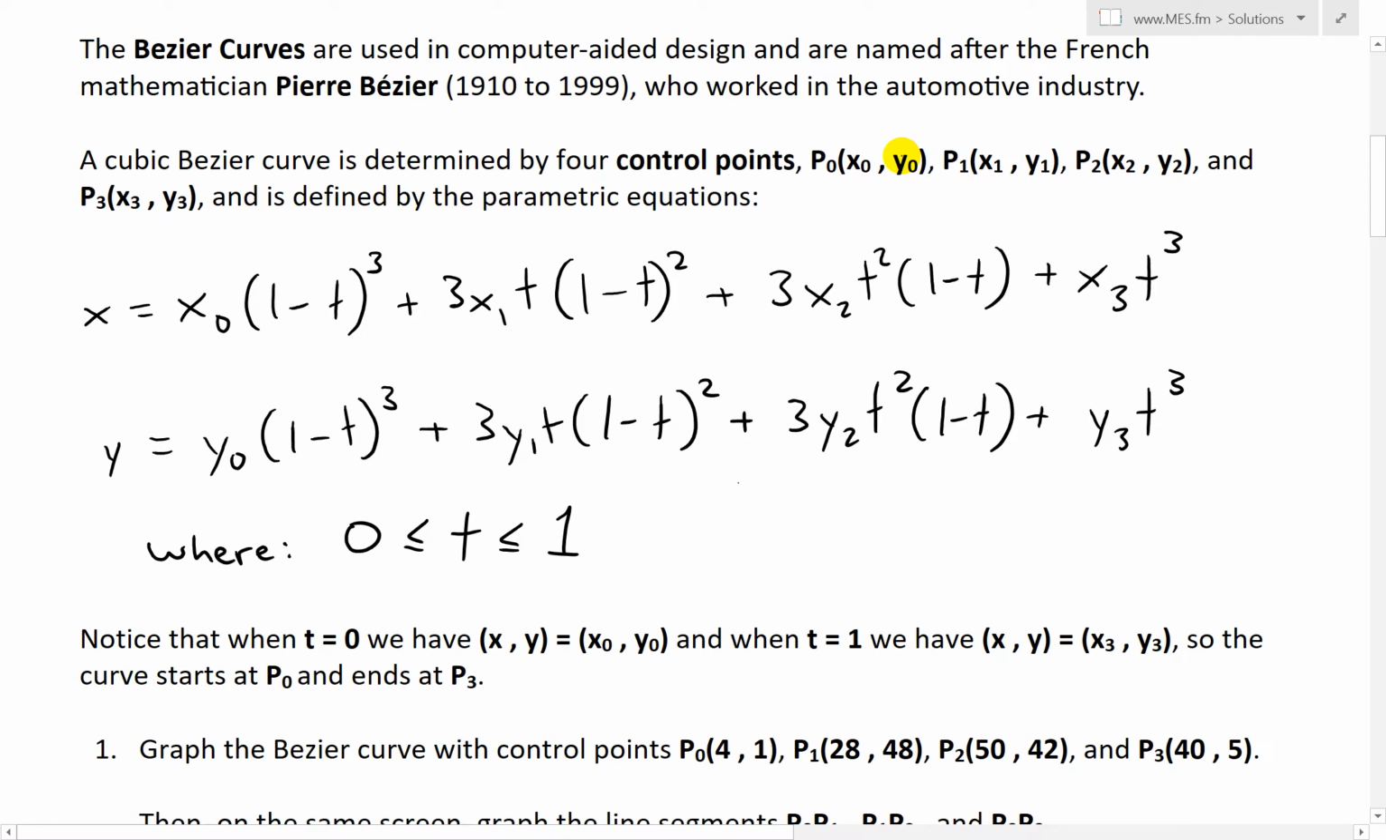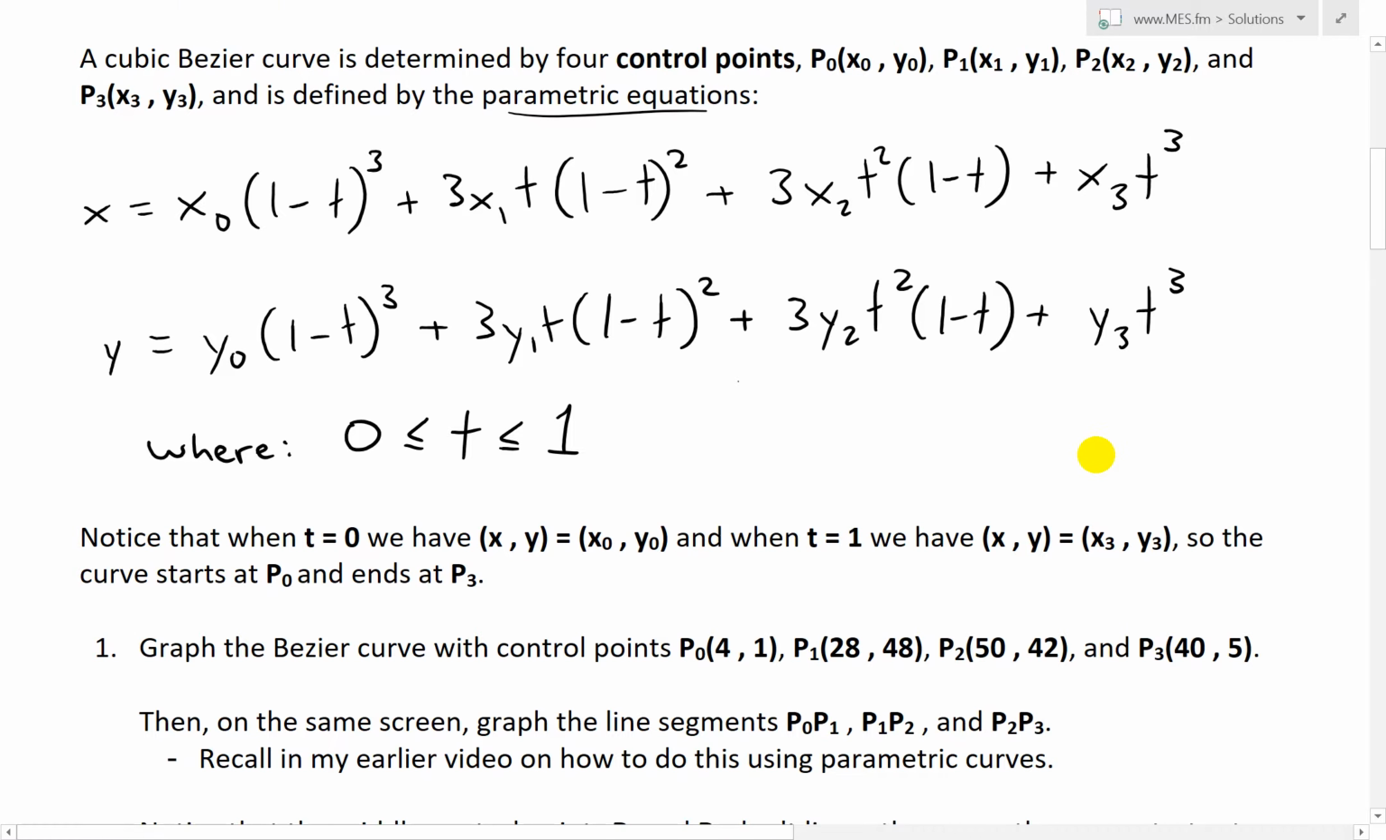all incorporated into these set of parametric equations, x and y, where the equations are pretty much identical except the x and y is flipped. It is x0, y0, 3x1, 3y1, etc. And the parameter t is between 0 and 1.